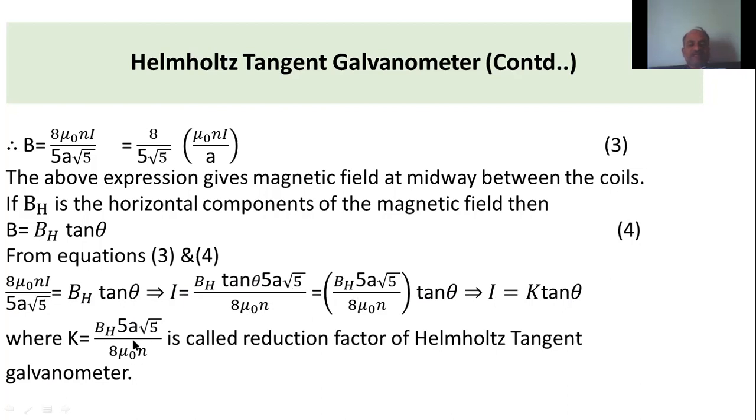So this is taken as K and is called the reduction factor of the Helmholtz tangent galvanometer. So it is very clear that the reduction factor of the Helmholtz tangent galvanometer is directly proportional to the Earth's horizontal component and inversely proportional to the permeability of the medium in which the coil is kept and the number of turns in the coil.